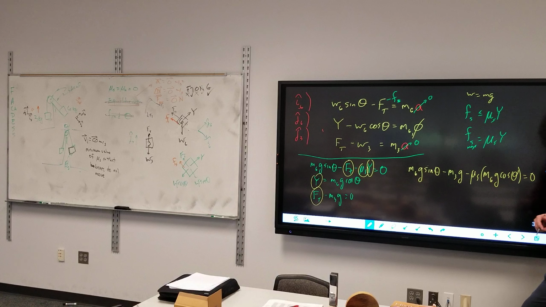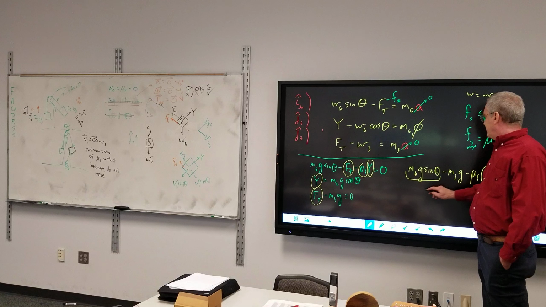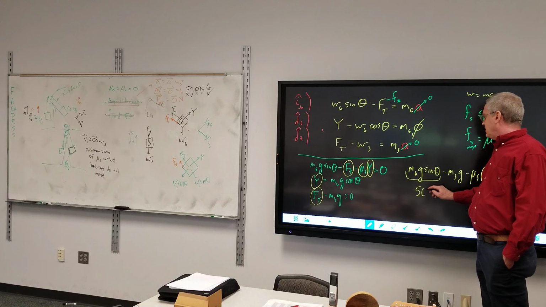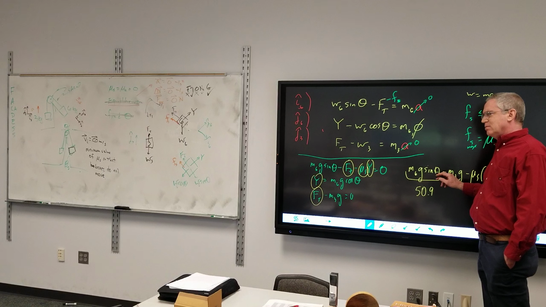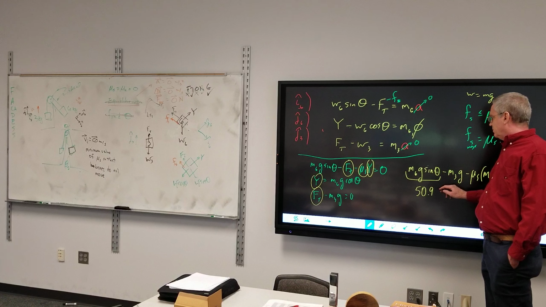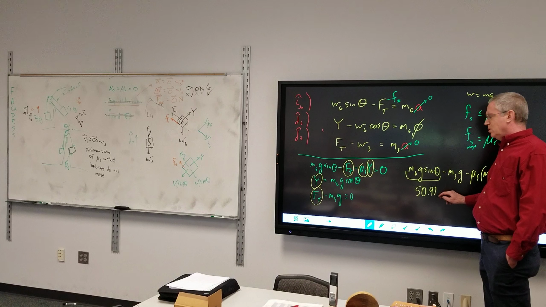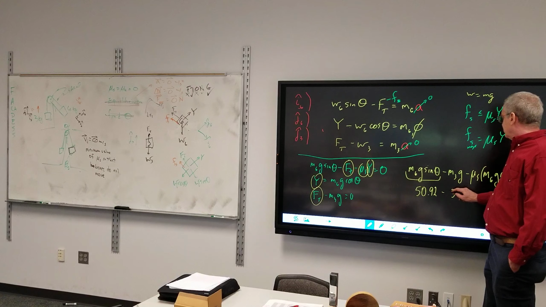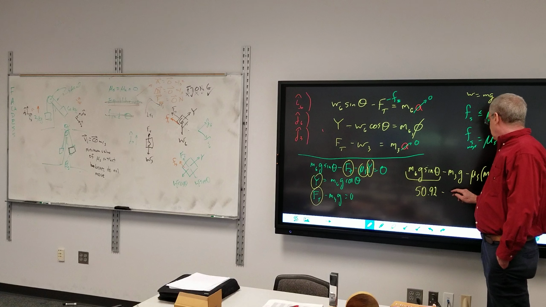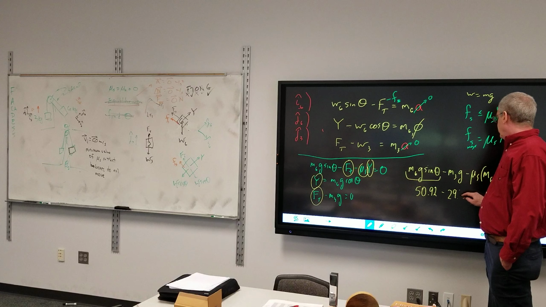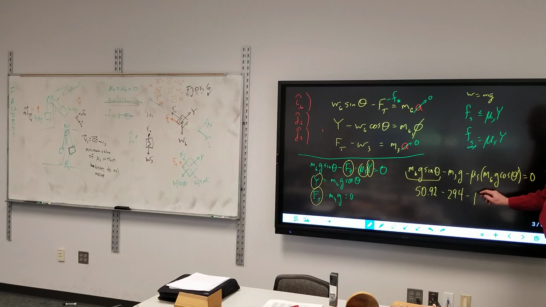Okay. So this was 5.0 times 9.8, 58.8? No, times sine. Times sine. Yeah, 50.92 minus, not 30, 29.4 minus mu s times 29.4 equals 0.